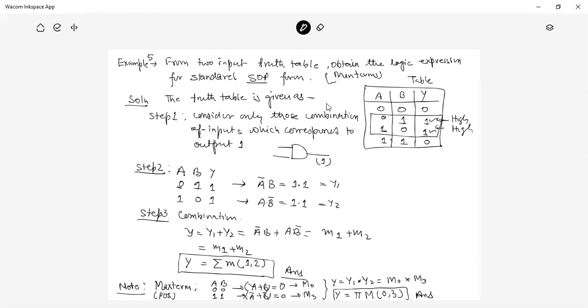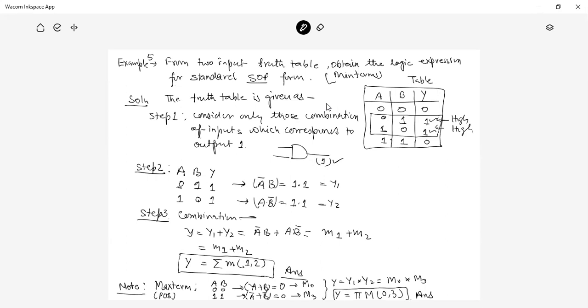So this part is step 1. This one is 1, so one part is selected, that is row number 2 and 3. These two rows correspond to min terms. So here it is 0, 1, so A bar is 1, B is 1. This is Y1. And this one is 1, 0, so A is 1, B is 0. 0 means A bar; A is here 1 and B is 0, so B bar. So A B bar is 1, and this is Y2.